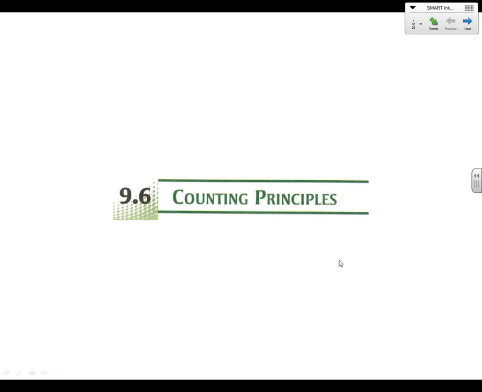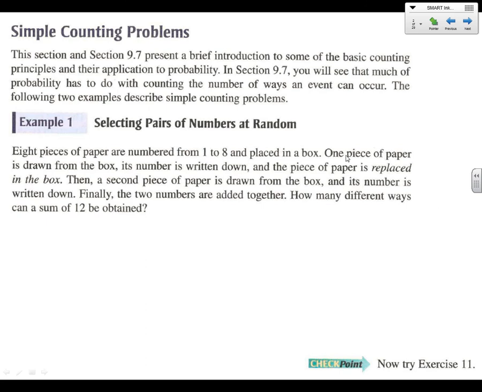All right, so let's get started with 9.6, counting principles. This section and 9.7 are going to introduce some basic counting principles, permutations, combinations, things like that. Then we're going to use some probability in both these chapters, mostly in 9.7 though, to figure out the probability. So in this section, 9.6, we're mostly going to figure out how many different ways you can count things. And we'll have a couple formulas to figure out how to do that.